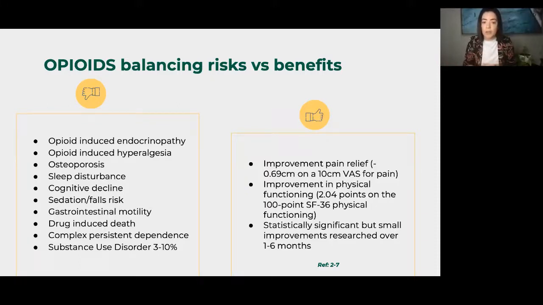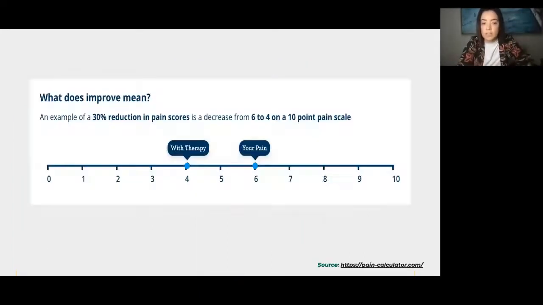And then when they're talking about a small but significant improvement in pain or physical functioning, I think most of us would probably say, actually, that's not really very significant. For pain improvement, they used the visual analog scale, so that 10 centimeter scale, and the small but significant improvement was a 0.69 centimeters reduction in pain experience with opioid therapy. So when we are talking about a significant pain reduction or a significant functional improvement, usually we're aiming for about 30%.